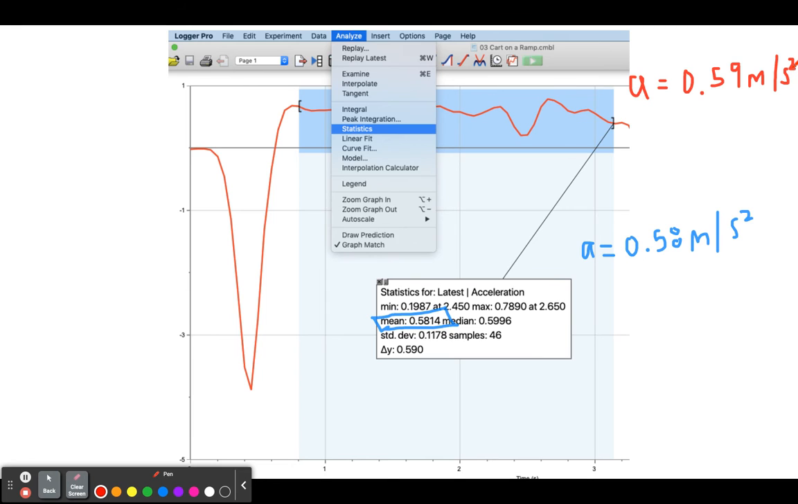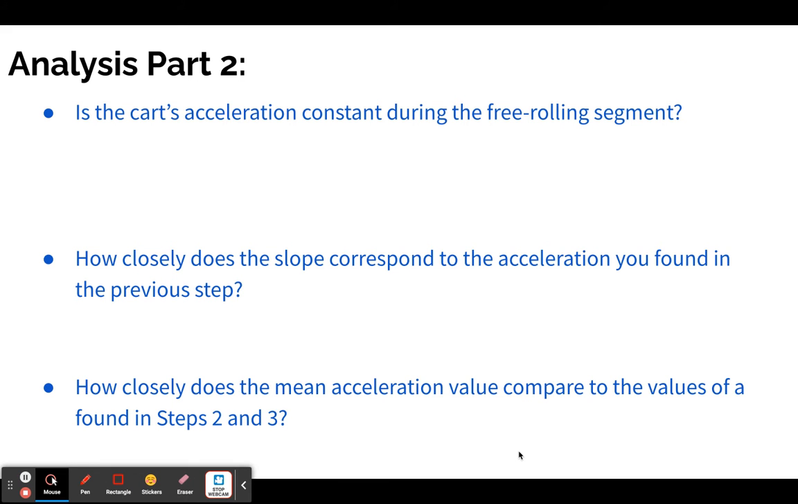Okay, in analysis question 6, it's asking you to compare the slope of your velocity versus time graph to the value that you can physically read on your acceleration versus time graph, or the mean average value. So just to clarify a little bit what these questions are asking you.